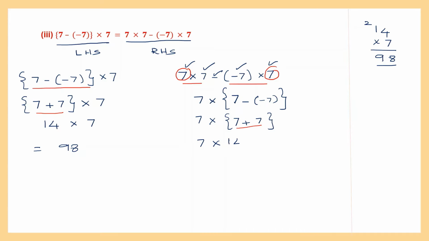So 7 into 14 has already been worked out here. 14 into 7 and the answer is 98. So on the right hand side also I have 98. On the left hand side my answer is 98. On the right hand side my answer is 98. That means left hand side is equal to the right hand side, and we have verified that this is also correct.